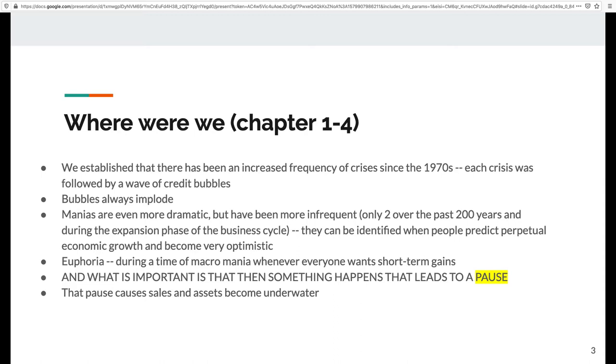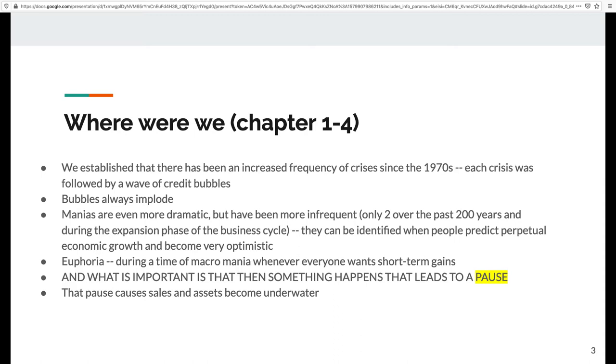Only until I was an economist and then obviously reminded by the textbook did I realize that there's actually been a great deal of crises since the 1970s. And we seem to be going from one crisis to the next, and each crisis is quickly followed by a credit bubble. And then that bubble implodes.